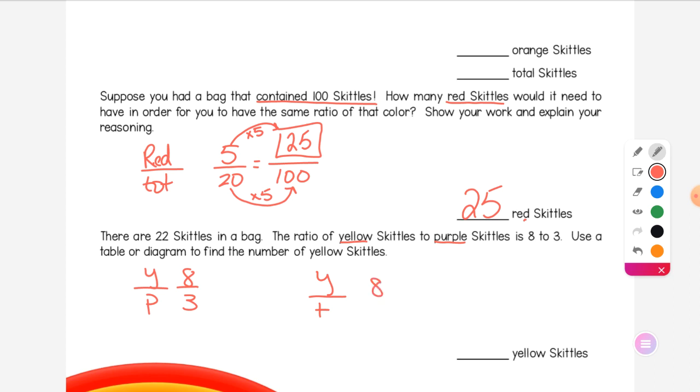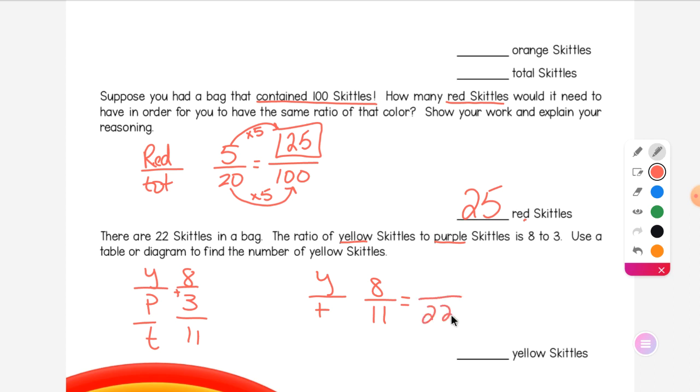22. No. Wait, no, 3. No. 11. Why 11? Because the total of the ratio that it gives me, I could put another one here, to total. 8 plus 3 is 11. So my yellow to total ratio is 8 to 11. I'm trying to build that 11 up to what?